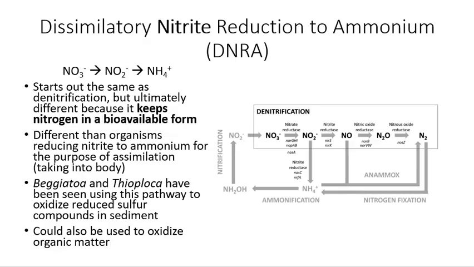This process can be either autotrophic or heterotrophic. It just depends on what the organisms are oxidizing. So some organisms have been observed to use this pathway, DNRA, in order to oxidize reduced sulfur compounds in sediment. However, this process could also be used to oxidize organic matter.